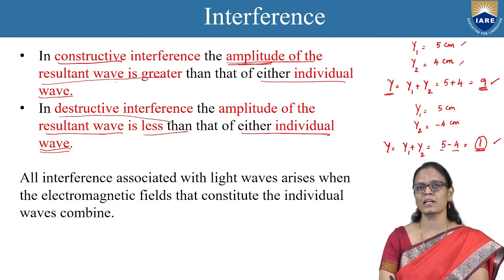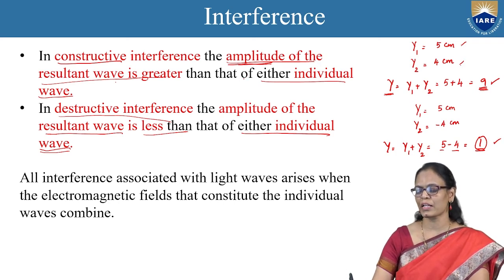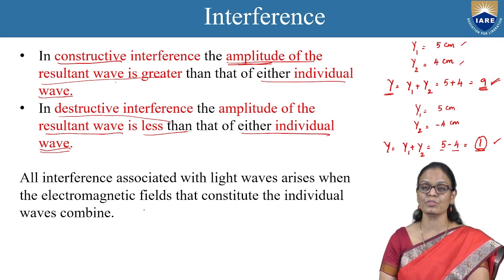So what happens in constructive interference? We get waves of larger amplitude compared to these two waves. And in destructive interference, it is less than either of the waves. All interference associated with light waves arises when the electromagnetic fields that constitute the individual waves combine. So this is how we see the application of this interference phenomenon.